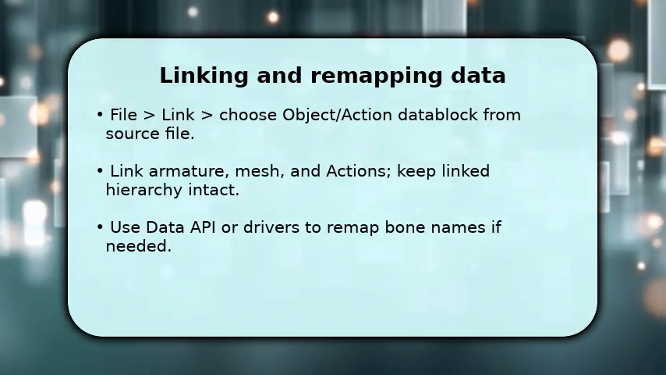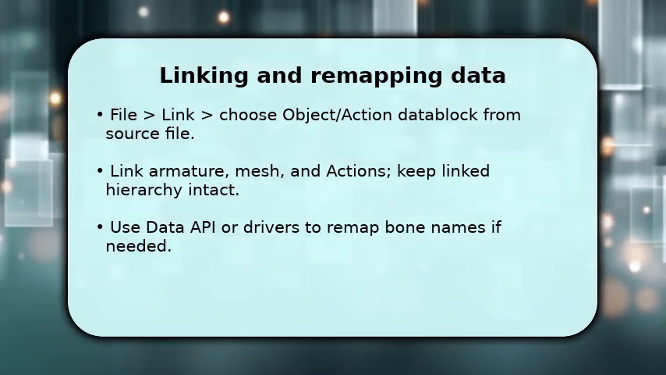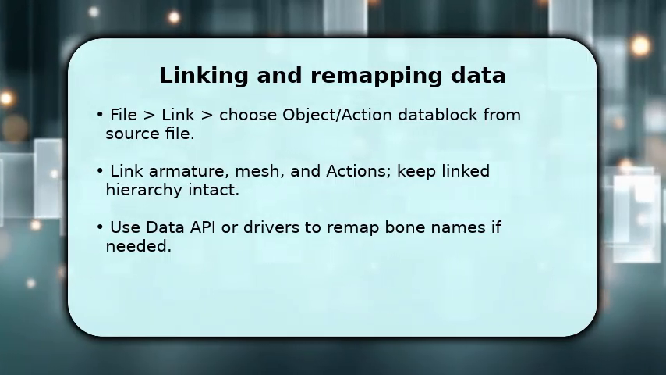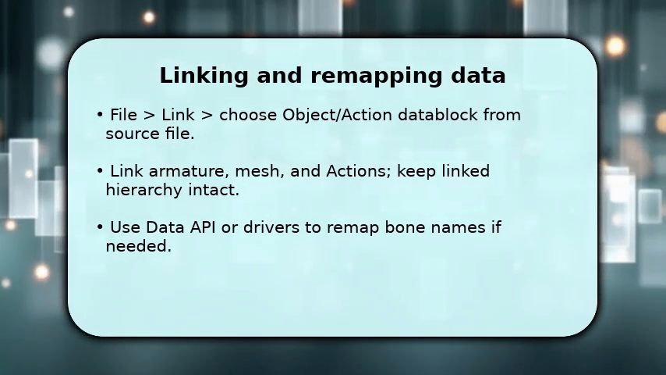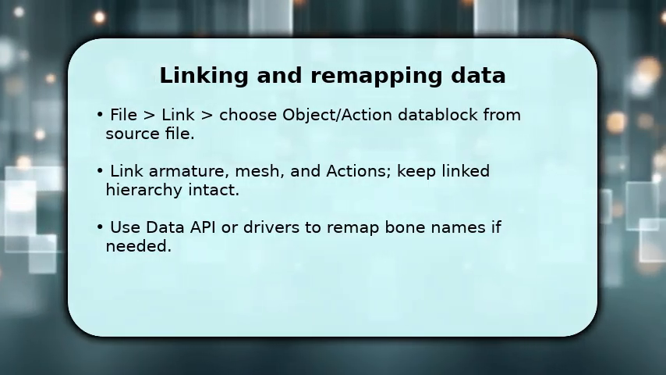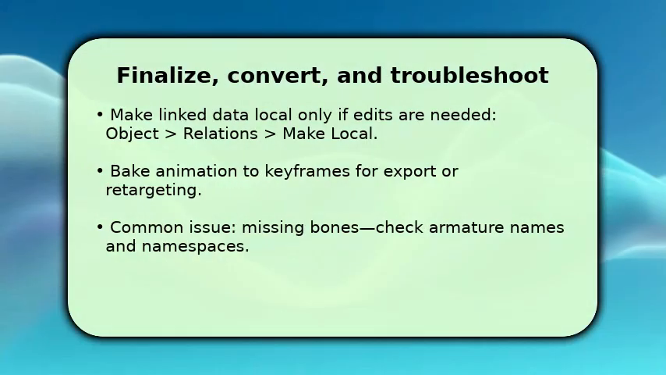Once linked, use the Dope Sheet Action Editor or NLA to push the linked action onto the target rig. If bone names differ, create bone name mapping with drivers or the Data API to remap transforms automatically, ensuring poses drive the right bones. Decide whether to keep the animation linked or make it local.